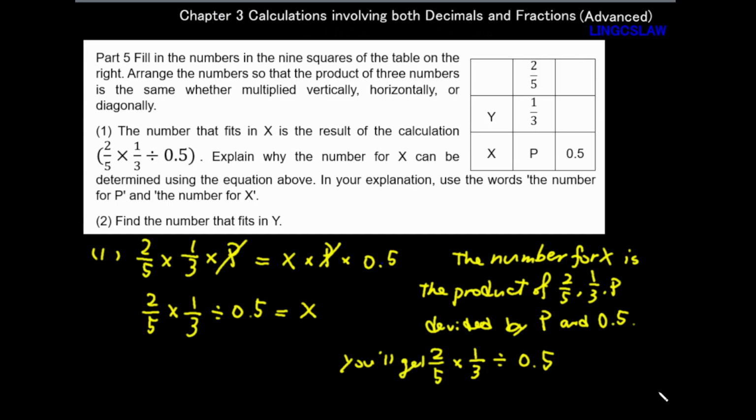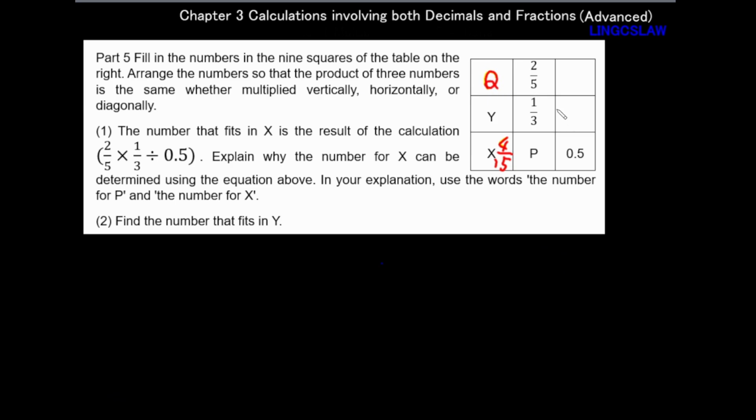Now let's go on to number 2. Find the number that fits in Y. First, let's calculate X. X equals 2 over 5 times 1 over 3 divided by 0.5, which means times 2. Numerator is 4, denominator is 15, so 4 over 15. X is 4 over 15. And let's say this part is Q. Okay. The product of these three numbers is the same as the product of these three numbers.